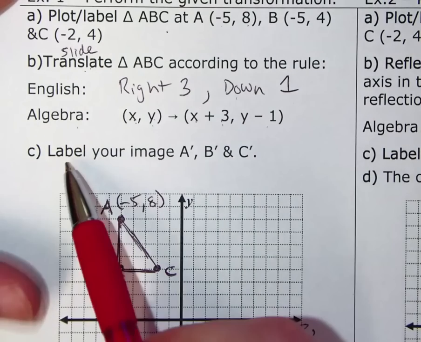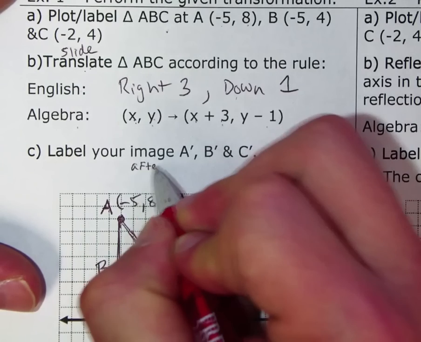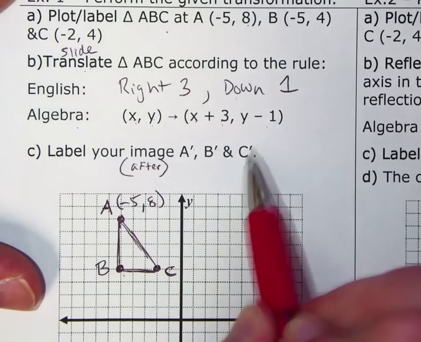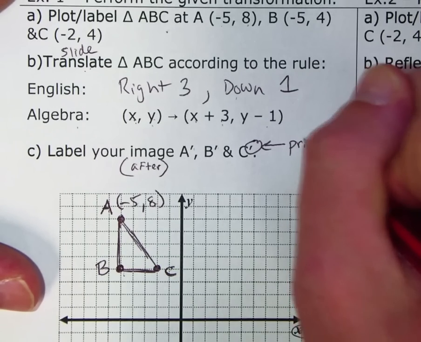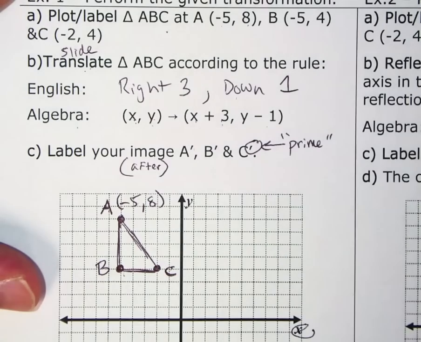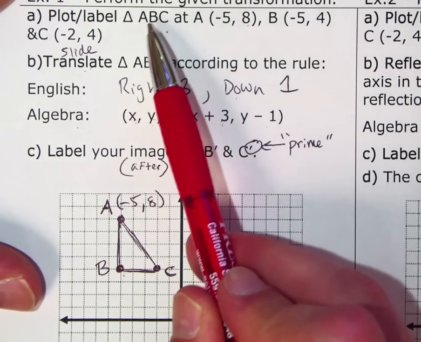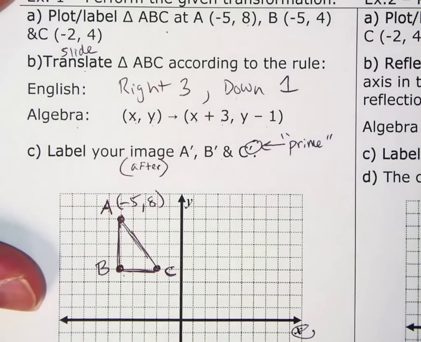And now here's what we want to do. We want to label our image. This is the after. A prime, B prime, and C prime. We use this little tick mark here. We speak it prime to distinguish the pre-image from the image, the before from the after. You put ticks on the after.